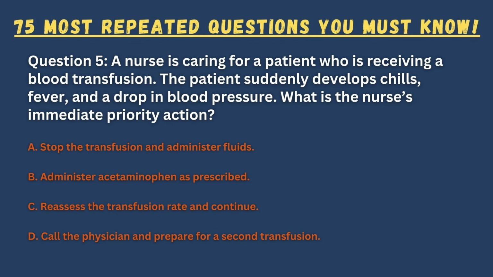Question 5. A nurse is caring for a patient who is receiving a blood transfusion. The patient suddenly develops chills, fever, and a drop in blood pressure. What is the nurse's immediate priority action?